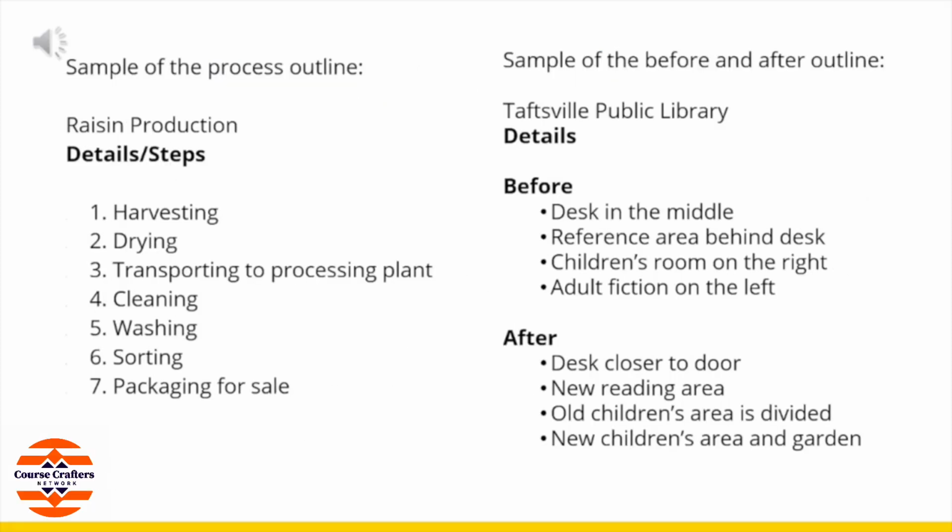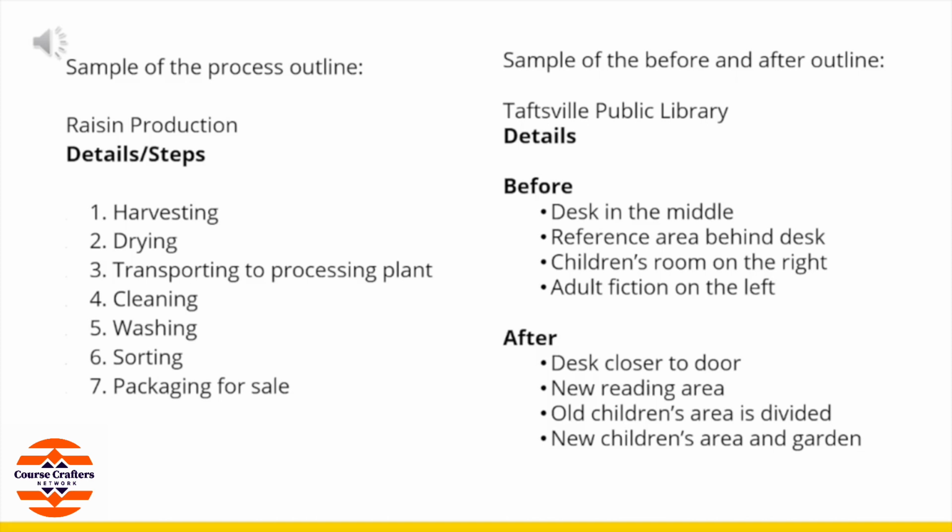In this slide, you can see two sample outlines, one of them for our process essay and the other one for the before and after essay. Our first one is about raisin production. As you can tell, we have 7 different steps. The most important part for you is to identify how many steps you have, and you don't really need to take a lot of notes while you're making your outline. You just have to write down the most important key points, but remember the exact order, how it follows.